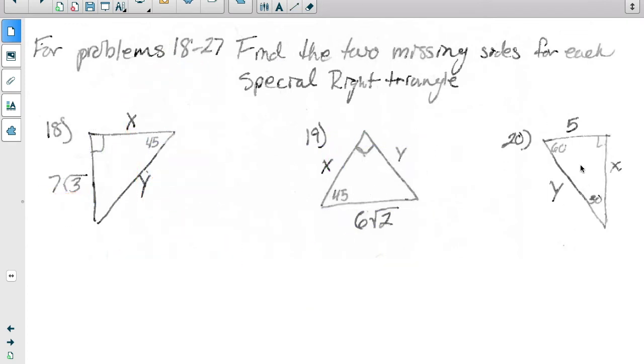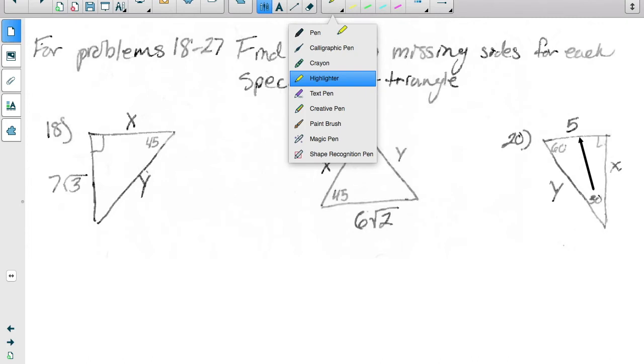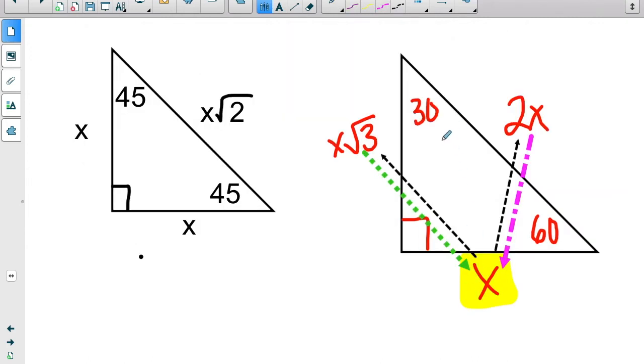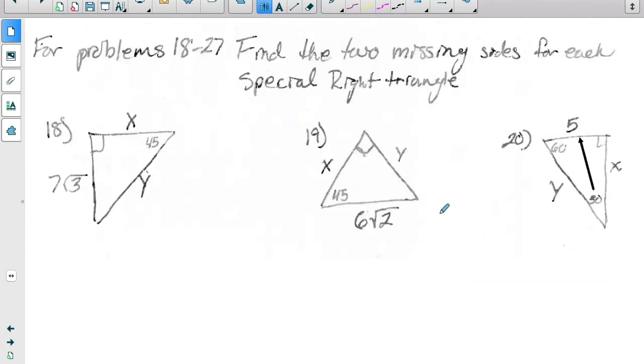So when we look at this one here, number 20, we have 30, 60, 90. And let's see what's given to us. 30 degrees, 5 is opposite 30 degrees. So that means we're given the side opposite 30 degrees, our shortest side length. So to get the hypotenuse, the side opposite 90, which would be y, we're going to multiply it by 2. And 5 times 2 is going to give us 10. So the hypotenuse for this triangle would be 10. And that's it. That's all we have to do for this here.